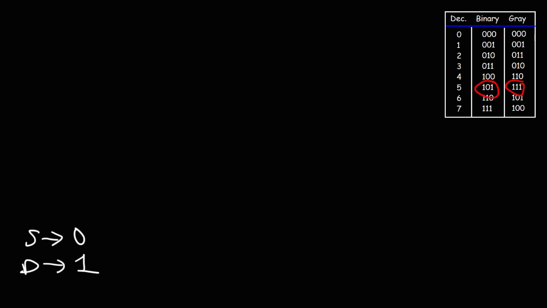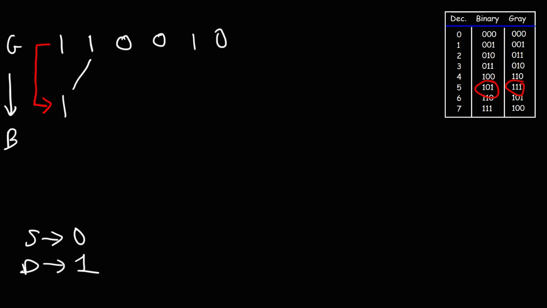Now, let's try a harder example. So let's start with the gray code 110010. Go ahead and convert this gray code into a binary code. Feel free to pause the video and try this using what you've learned so far. So first, let's rewrite the MSB. So that's 1. Next, let's compare those two.